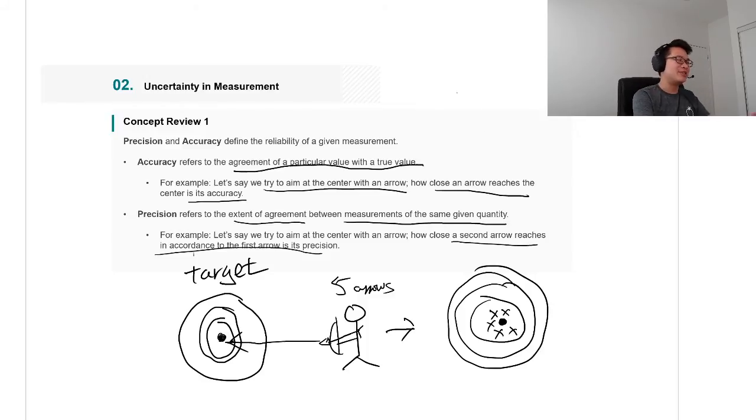Okay, sorry for my handwriting as well. I'll try to write slower. Okay, so can you comment on the accuracy of my arrows? And also the precision of my arrows.